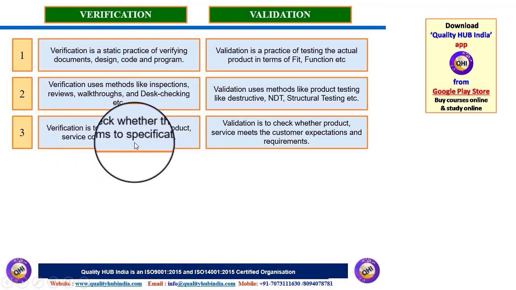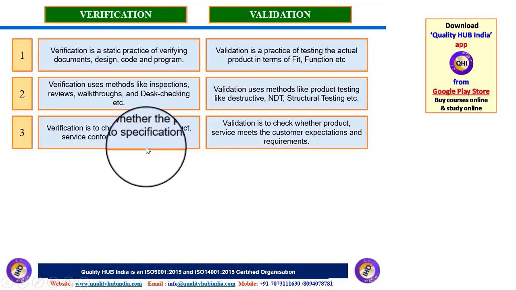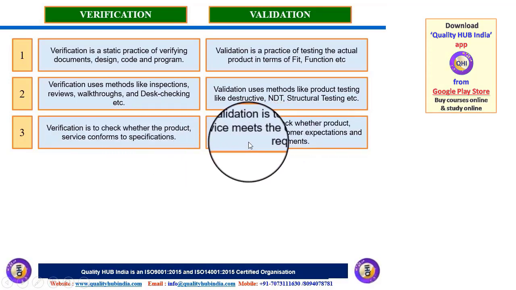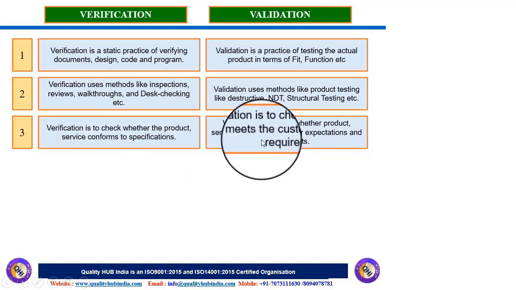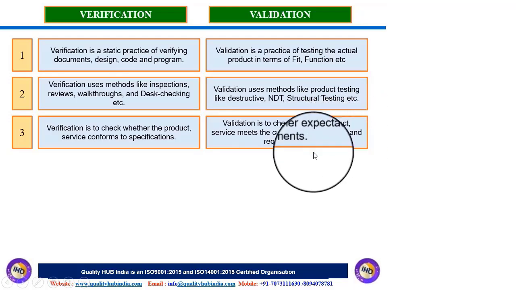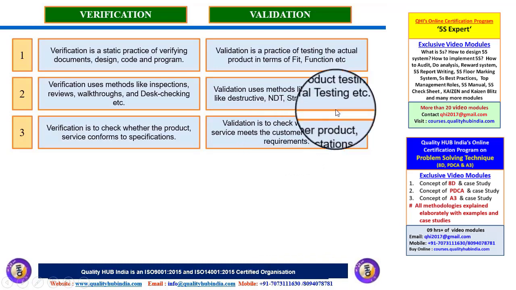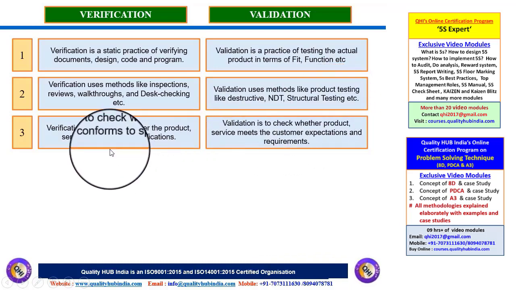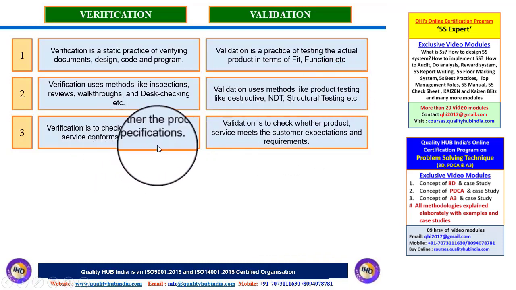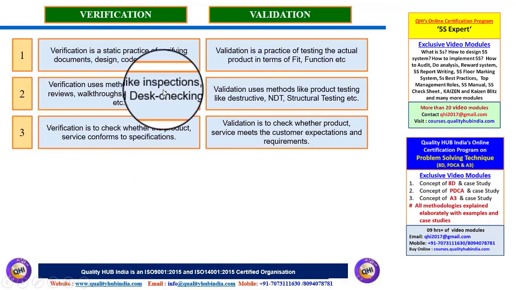So the conformance to specification is done over here, whereas here we are checking if the product or service meets the customer expectation and requirement. So for checking whether that meets the customer's expectation and requirement, we do testing. And for cross-verifying the specification, we do inspection.